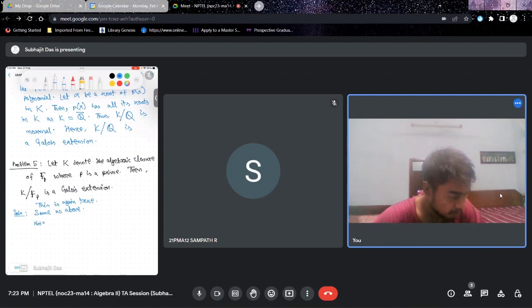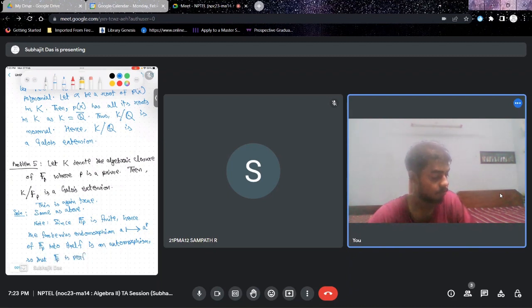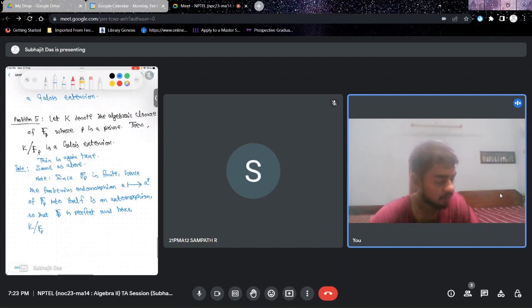Just note something here: since F_p is a finite field, the Frobenius endomorphism of F_p into itself, a going to a to the power p, is an automorphism, so that F_p is perfect, and hence K over F_p is separable.